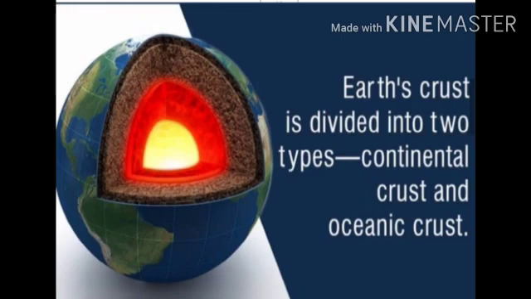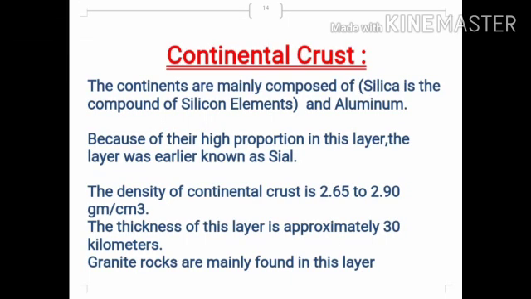Earth's crust is divided into two types, continental crust and oceanic crust. Continental crust. Continents. Have you heard the word continent sometime, children? Yes, many times. We know there are 7 continents on the earth. So, what is this continent? A continent is a large piece of land on the earth which is separated by water. Means a big piece of land is there, then again too much water, then again land. So, this big piece of land is called a continent.